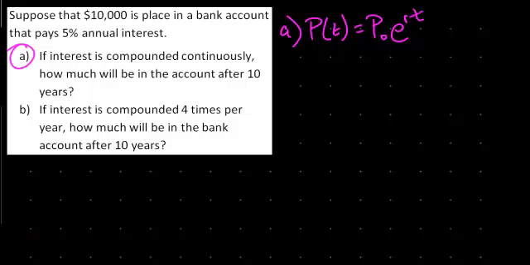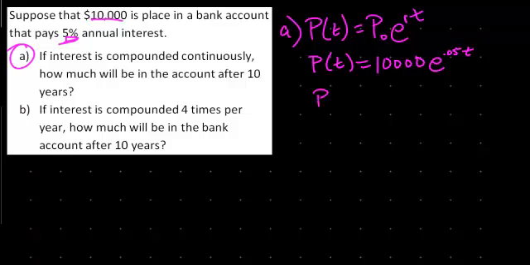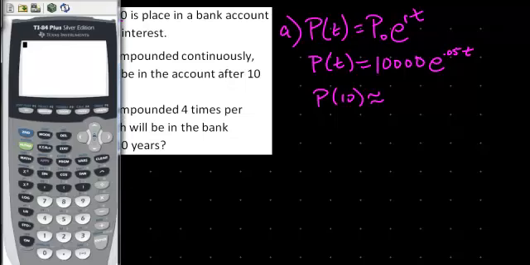Okay? So that's going to give me P of t equals P naught, which will be my initial amount, 10,000 bucks, times e to the r, right there, 0.05 t. And we are looking for 10 years, P of 10. P of 10 is going to be approximately equal to, let's plug it into the calculator.